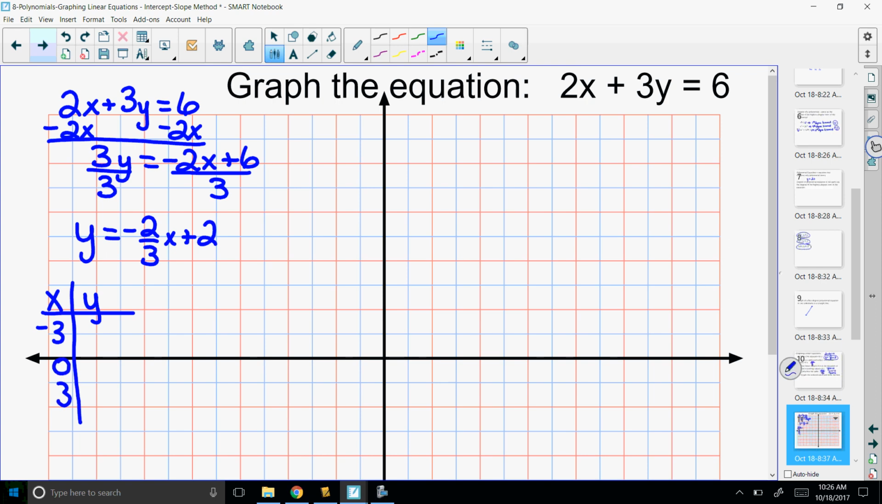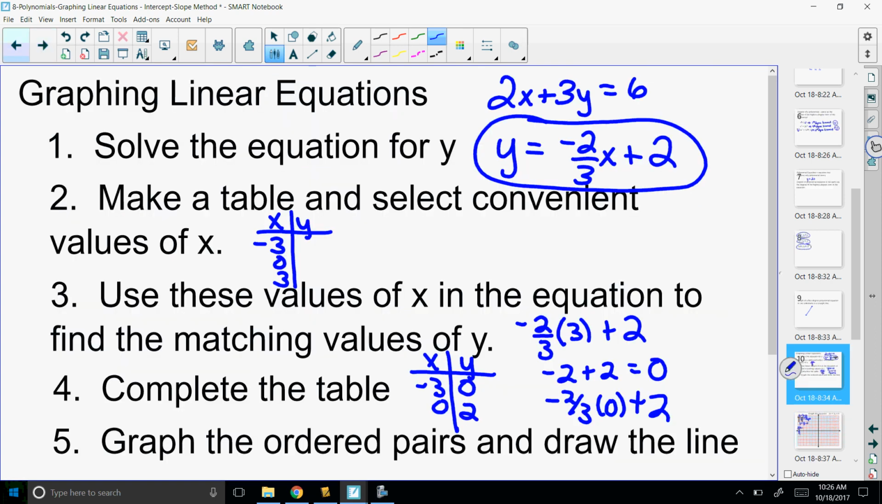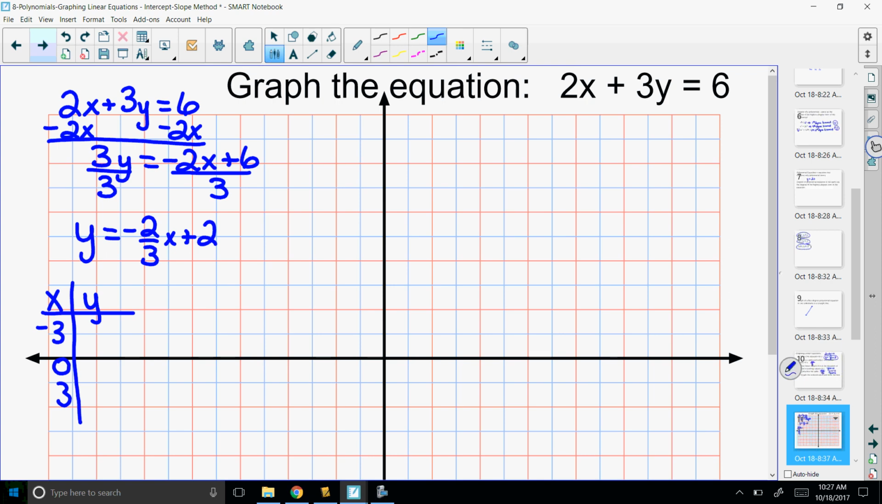And on the previous slide, we already looked at how we can solve. Now what you're going to do, okay, here's where we are. We're making a table and selecting convenient values for x. Now step 3, use these values of x in the equation to find the matching values of y and complete the table for step 4. So I'm going to do that.